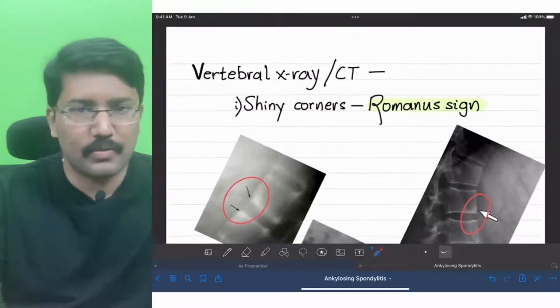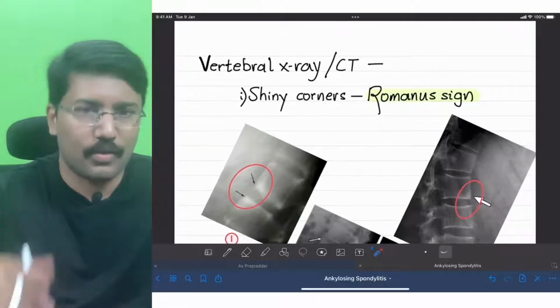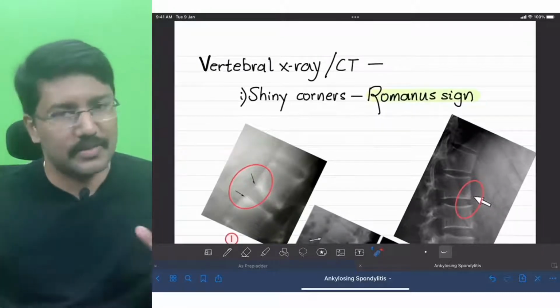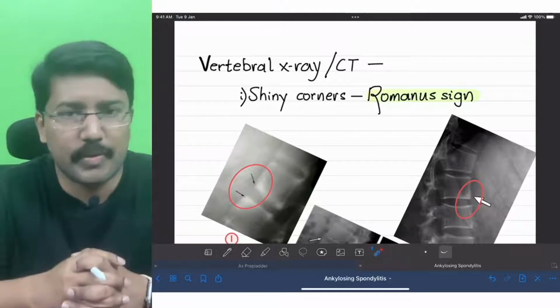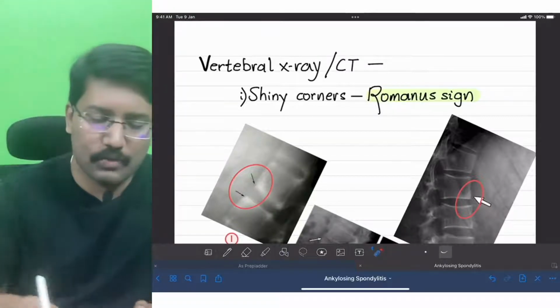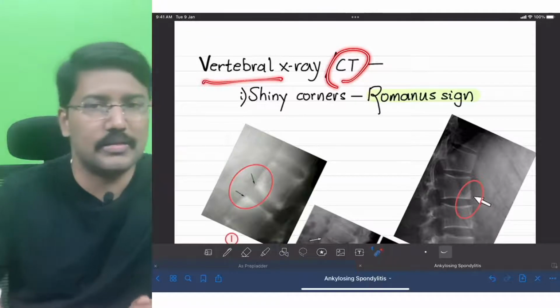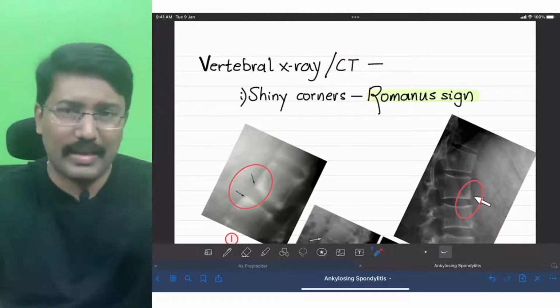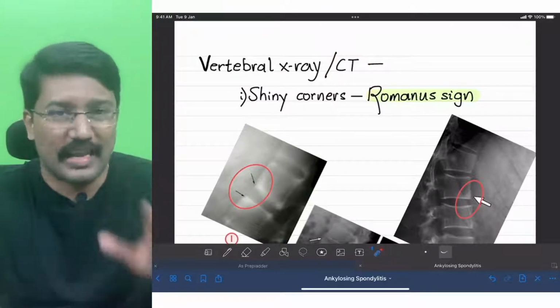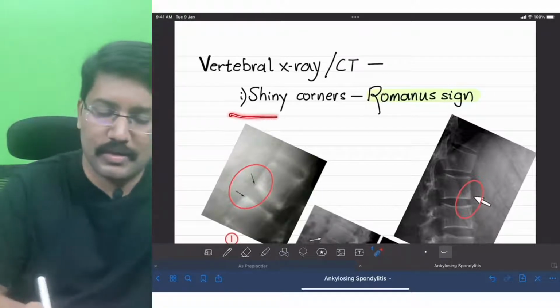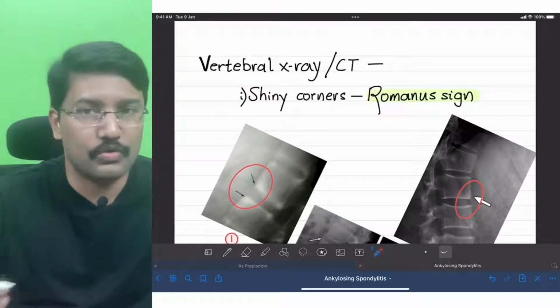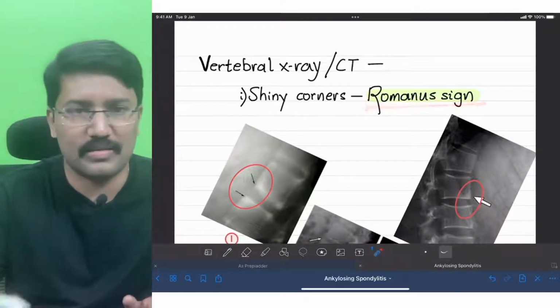Okay. Now that was about the sacroiliac joint. Now we know that it is the axial skeleton which is affected. Apart from the sacroiliac joint, there may be involvement of the spine, right? So for that we can do a vertebral X-ray, or you can go with CT. On X-ray and CT there are some important named imaging findings, so we should be knowing them, right? The first one is shiny corners. This is also known as Romanus sign, right?